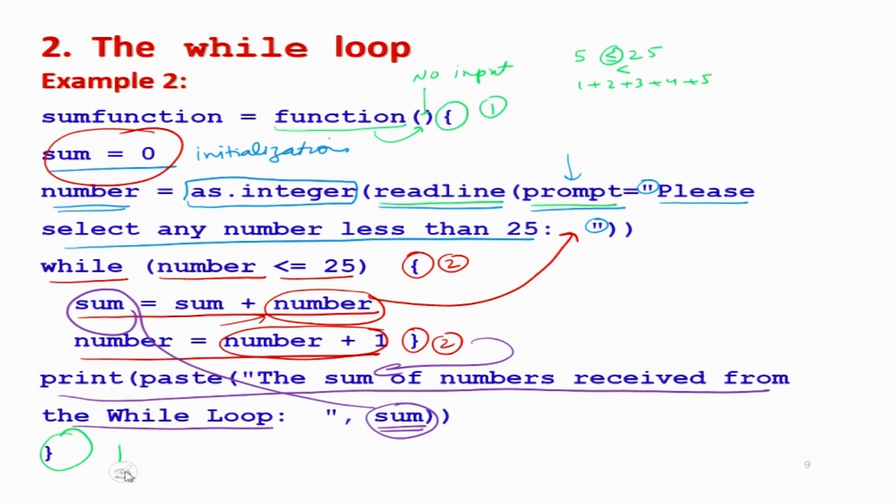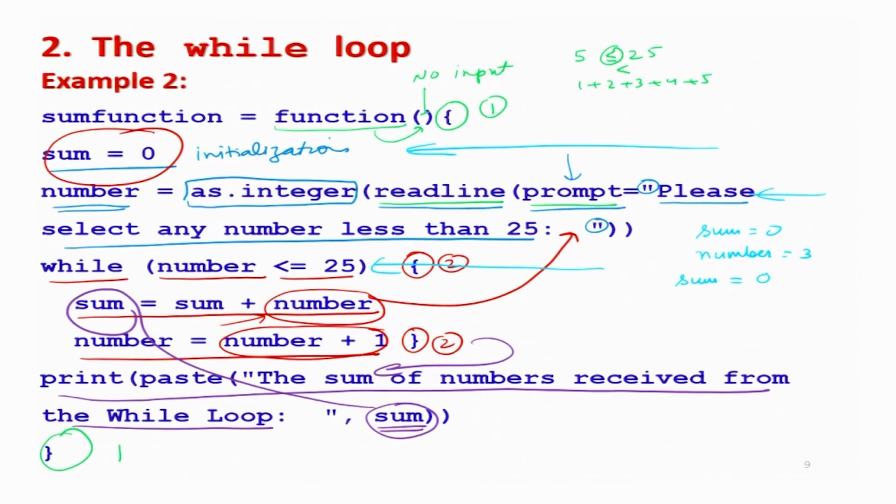Suppose you try to execute the program. It will come to the first line and take sum equal to 0. Then it will come to the second line and ask for a number. Suppose I give a number, say 3. Now the condition is: while the number is less than 25, execute the body. There are two statements which I want to execute. Sum is equal to sum plus number.